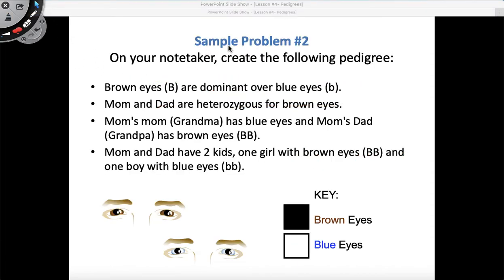All right, let's try sample problem number 2. On your note taker, create the following pedigree. Brown eyes, big B, are dominant over blue eyes, little b. Mom and dad are heterozygous for brown eyes. Mom's mom, that's grandma, has blue eyes, and mom's dad, grandpa, has brown eyes, big B, big B. Mom and dad have 2 kids, one girl with brown eyes, big B, and one boy with blue eyes, little b, little b. And here's the key for brown eyes, and here's the key for blue eyes. So pause the video and work on sample problem number 2.